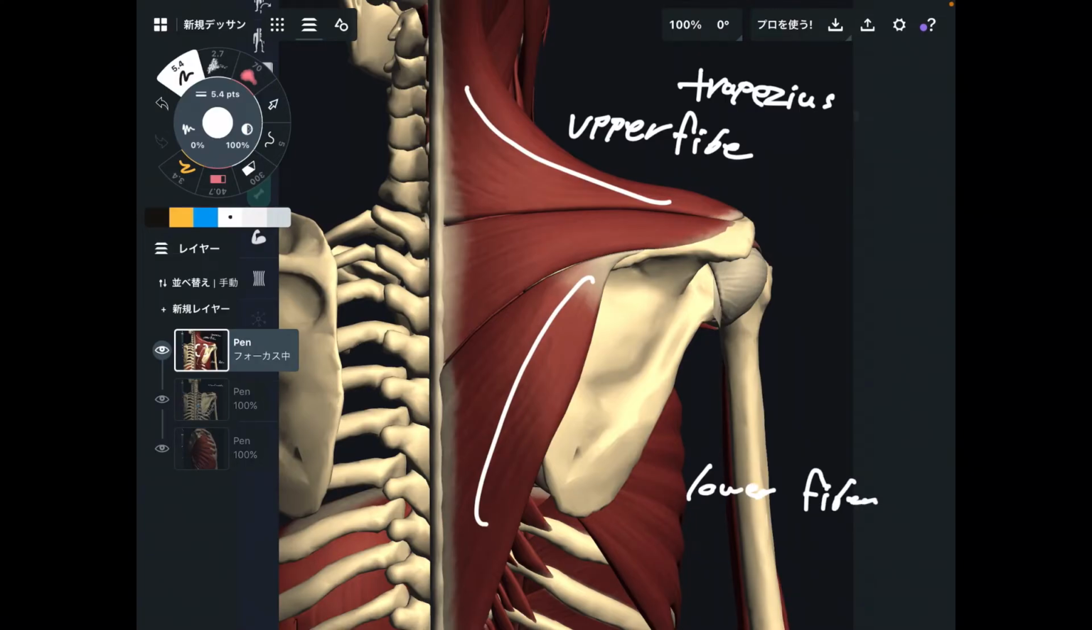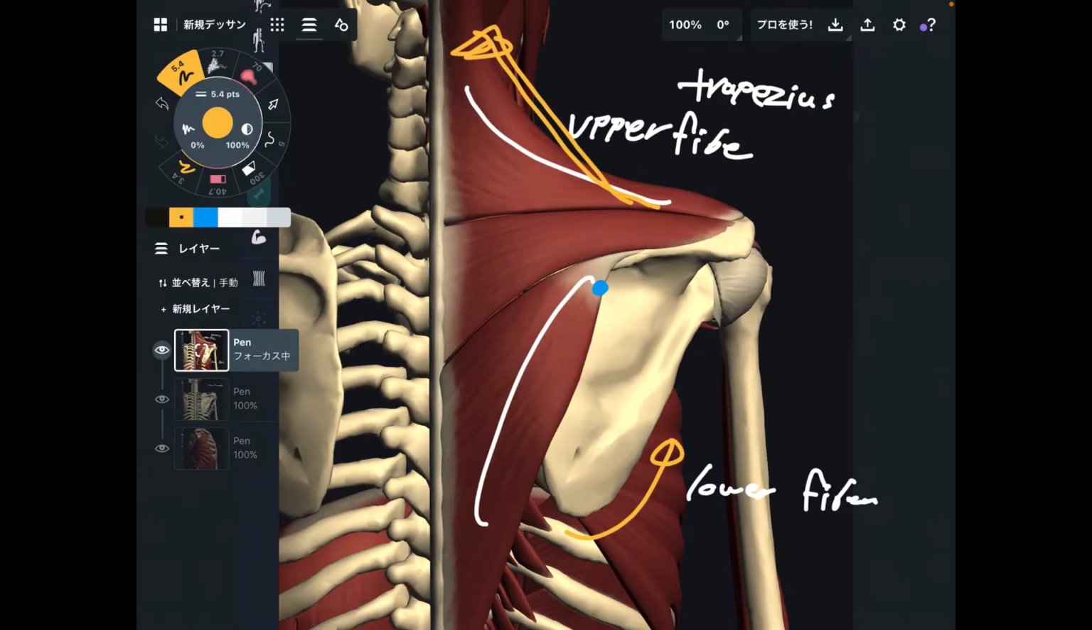Okay, upper fiber is a little bit easy to visualize. Let me clarify where the axis of upward rotation. It's about here. When upper fiber pulls scapula this way, now scapula moves toward upward rotation because vector of force is this way. So that moves scapula upward rotation. That makes sense easily.